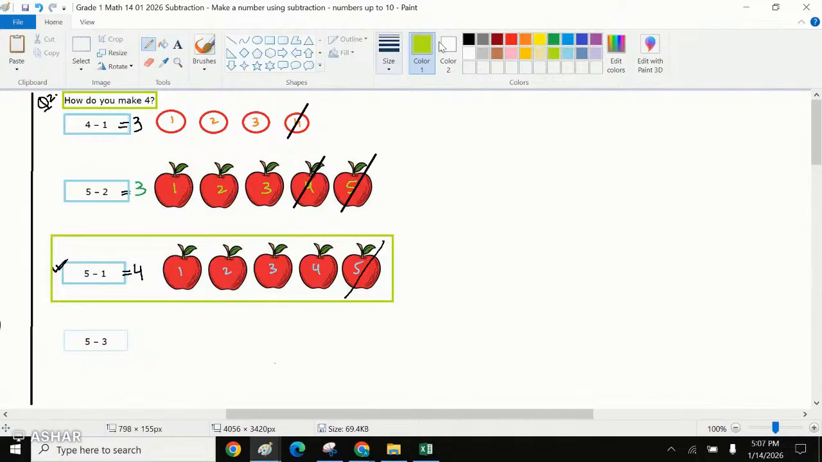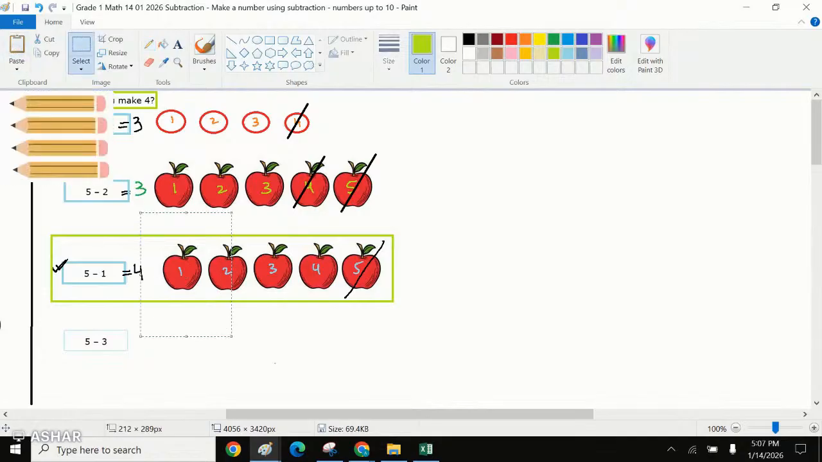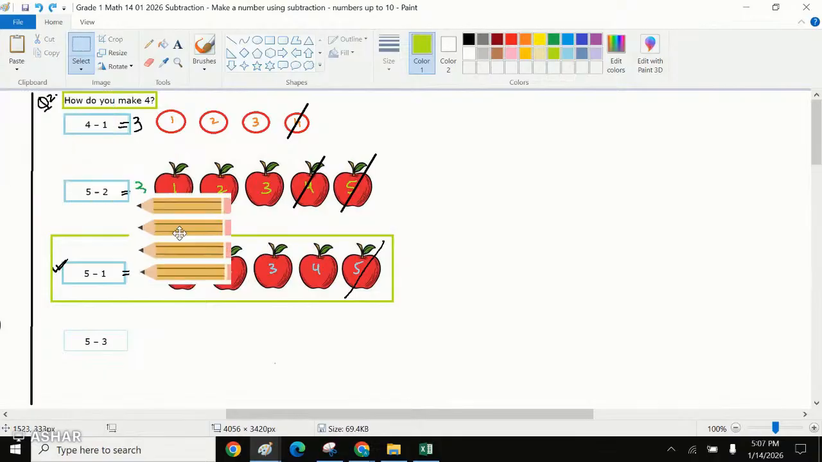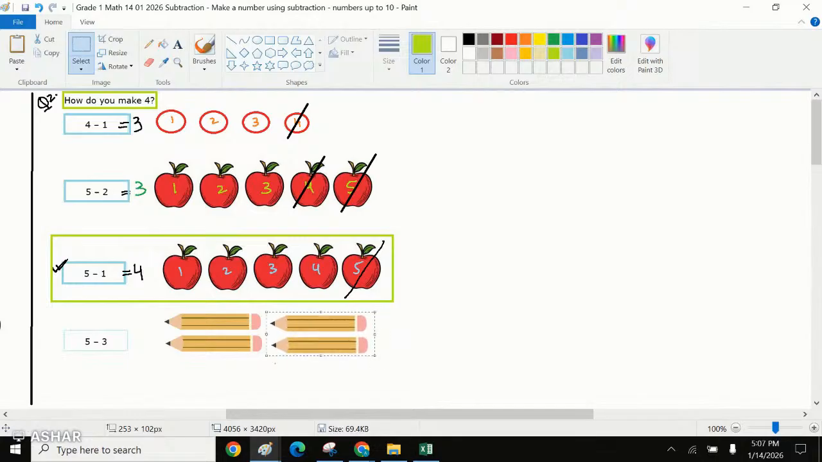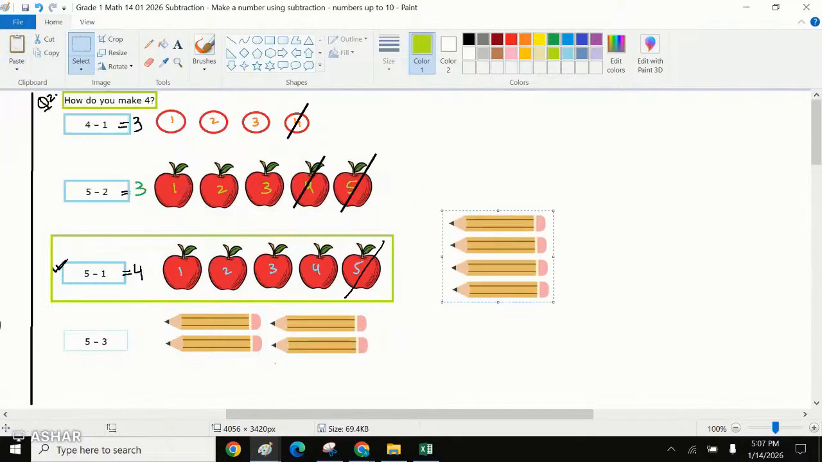Let's look at the last option. That is 5 minus 3. Let's pick up a different shape. Let's say we have 5 pencils, right? We can pick, okay, copy these. How many pencils would this be? These are 4 right now, right? So we can make copies of these 4 and paste another one. We need one more, right? So we just take one more.